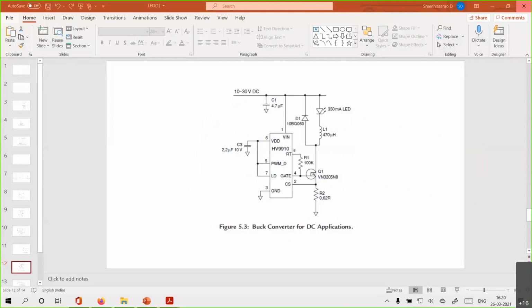So this driver circuit is operating in peak current control mode. What is peak current control mode? We will give the peak current as the reference to the controller. The peak inductor current is controlled to be constant in this.